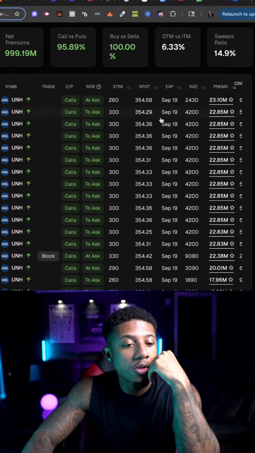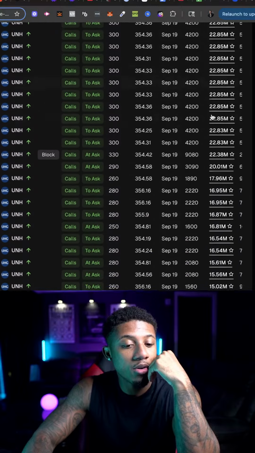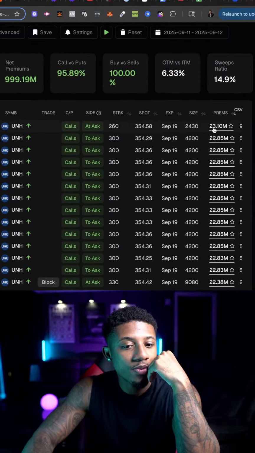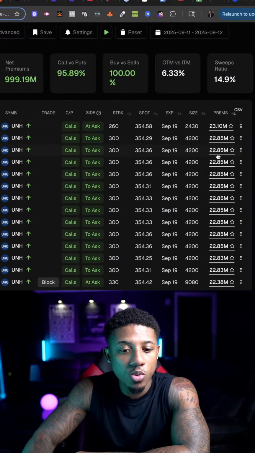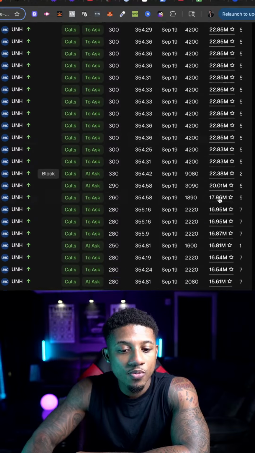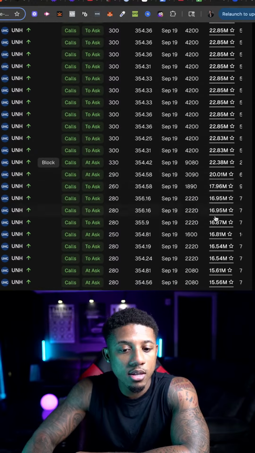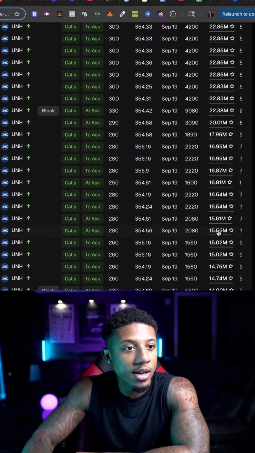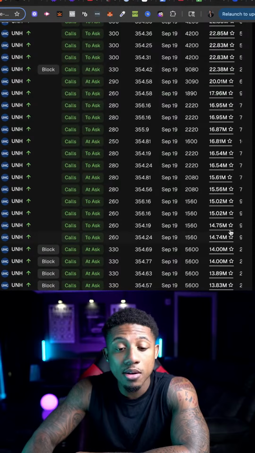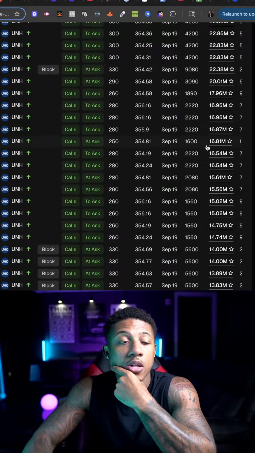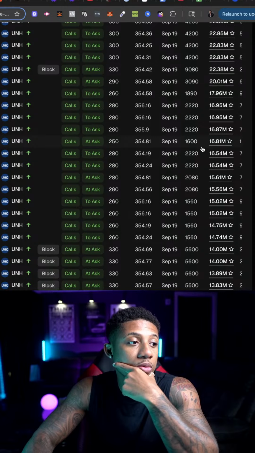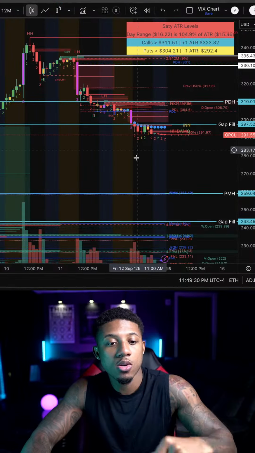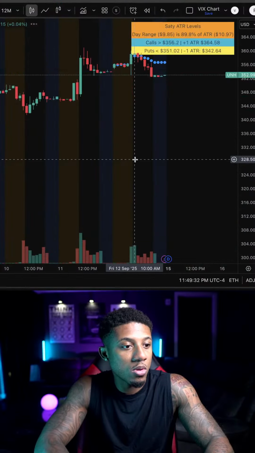So this is all the money that's being put in on UNH. Look at this whole thing. Do y'all see this? 23 million, 22 million, 22 million, 23 million, 17 million, 20 million, 16 million, 17 million, 17 million, 16.5. This is insane money going in on UNH next week. So UNH is definitely on my watch list for next week. And I bet you I know what it is.